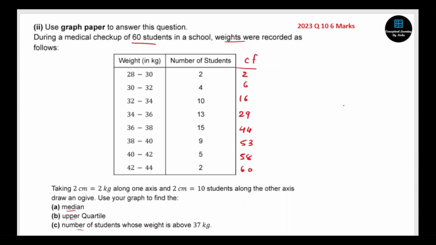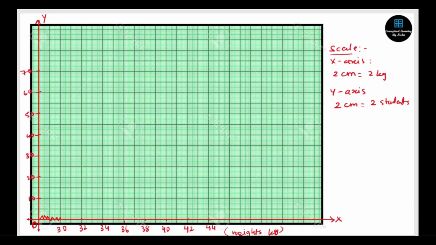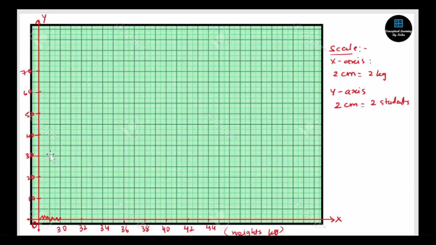We'll take the CF on the y-axis, and they have taken 2 centimeters equals 2 kg along the x-axis, and 10 students along the y-axis. So we'll plot them over here on the graph. Write the scale properly while doing this. Now we have to plot these points which we get from this table. So we got 30, 2, 32, 4. You have to write all the points which we have to plot here, and then I'm going to plot them.